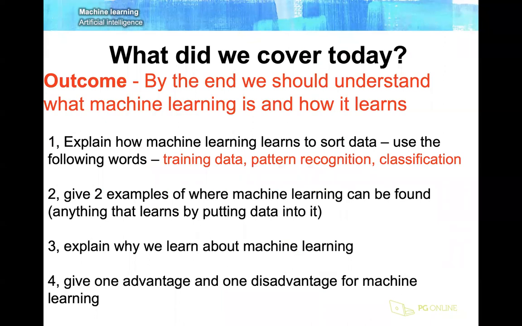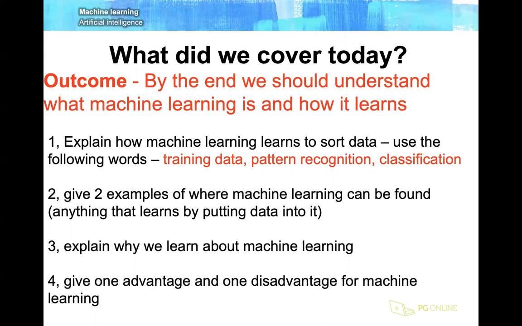So, what did we cover today? By the end of the outcome that we said at the start, we should understand what machine learning is and how it learns. So let's see if you understand it. Explain how machine learning learns to sort data. Use the following words. Think about it. How does machine learning learn to sort data? What happens at the start? How does it learn? And what can it do after that, after it learns? So take 30 seconds and think about it. Just pause the video.